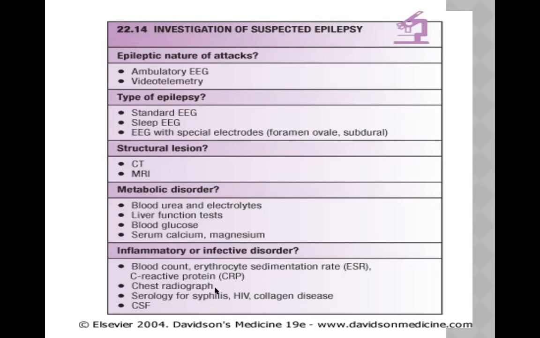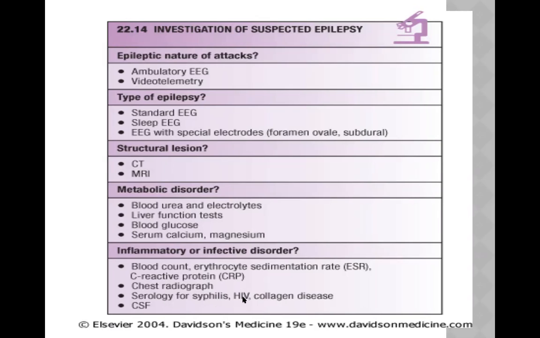Chest X-ray to rule out whether there are pulmonary diseases. Serology should be done for syphilis, HIV, or collagen vascular disorder. Okay, for syphilis, we can go for the VDRL or RPR test. For HIV, okay, tell me what is the confirmatory test for HIV? Southern blot and western blot.